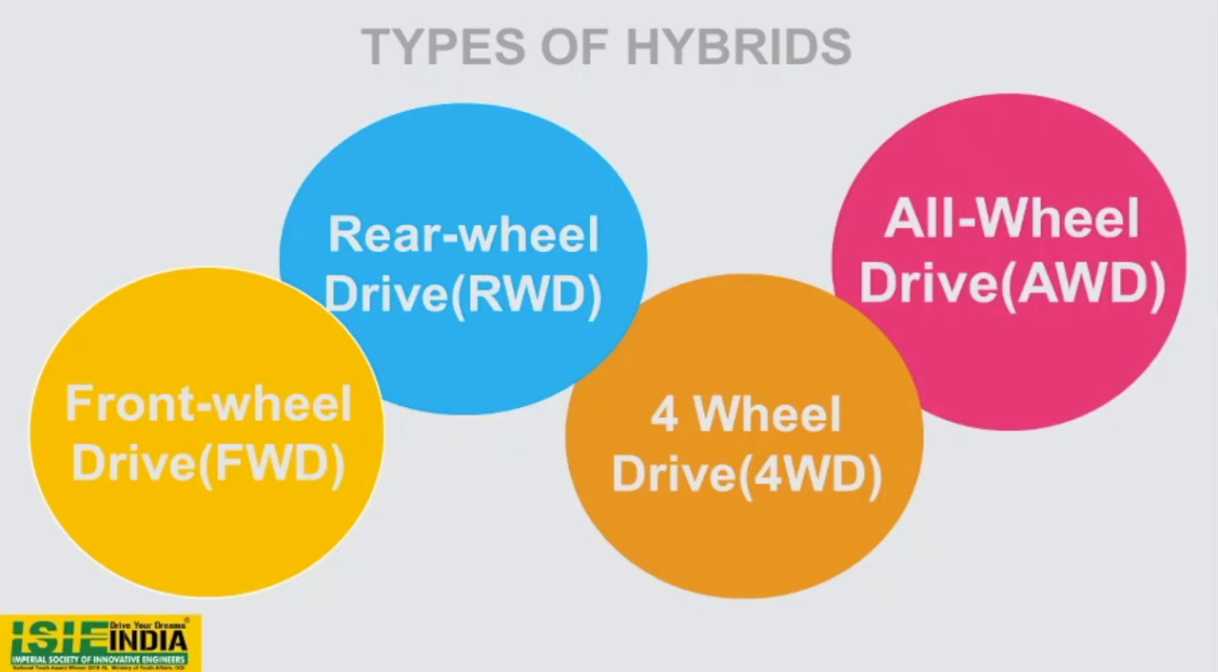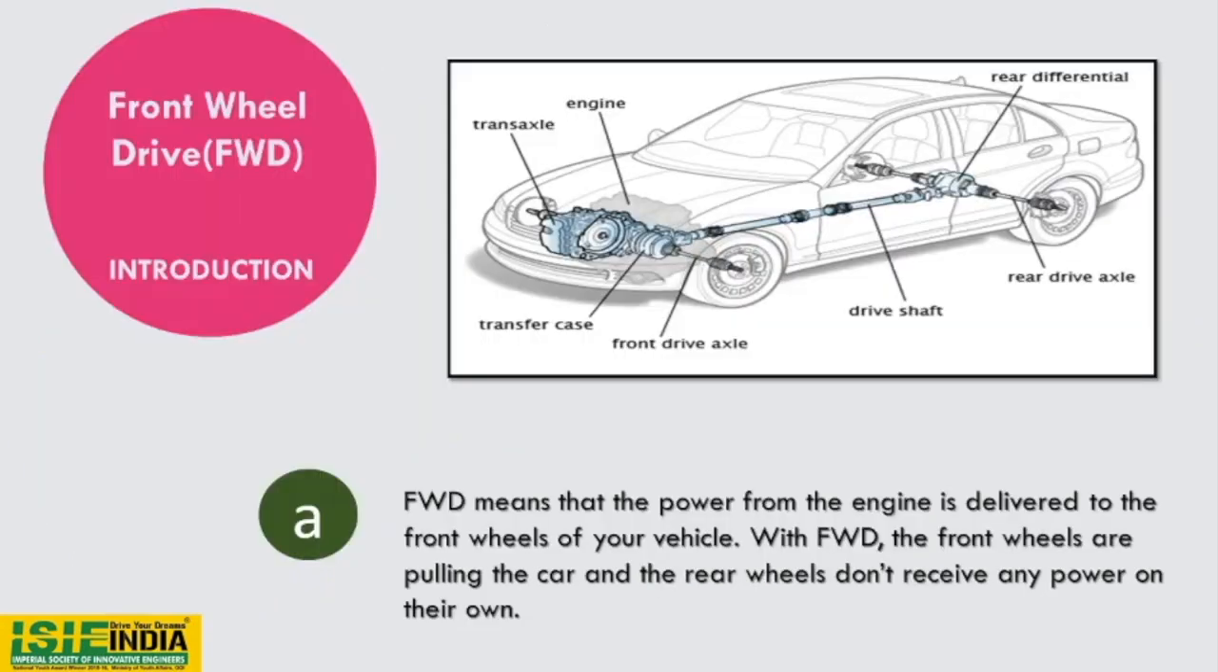There are 4 different types of drivetrain: first, front wheel drive, then rear wheel drive, 4-wheel drive and all-wheel drive. We'll discuss them in depth. Taking first the front wheel drive, it means that the power from the engine is delivered to the front wheels. With front wheel drive, the front wheels are pulling the car and the rear wheels don't receive any power of their own. Let's see the working.